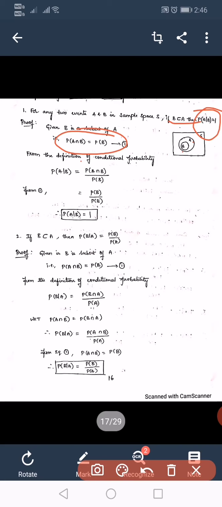So from the definition of conditional probability we can write P of A given B equal to P of A intersection B by P of B. So if B is a subset of A, P of A intersection B is P of B. Substitute here, P of B by P of B is 1. Next, second property: if B is a subset of A, then P of B given A equal to P of B by P of A.